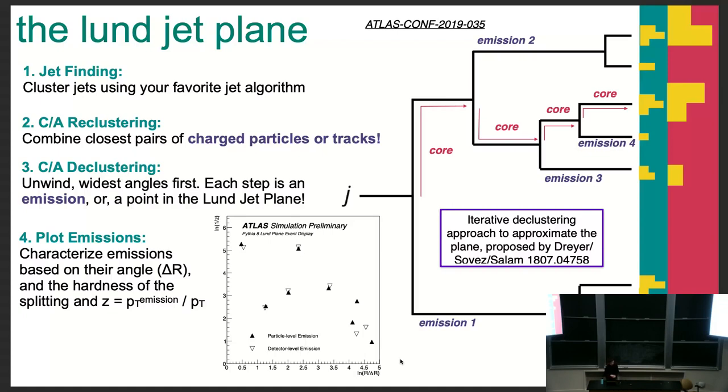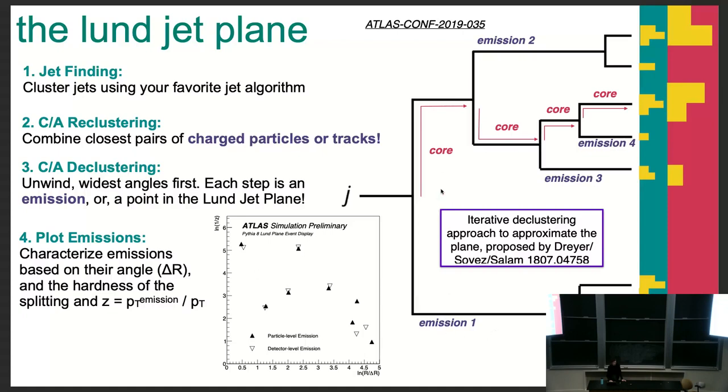The way this works is you reconstruct your jet, and then you recluster it, just like soft drop, into something more closely related to your actual parton shower. You use the Cambridge-Aachen reclustering. Then, again like soft drop, you decluster it and look at the higher PT subjet and the lower PT one. But here, instead of just removing emissions, you're trying to characterize them. The higher PT one, which we know because of how much energy was deposited, is the core, and the lower PT one is the emission.